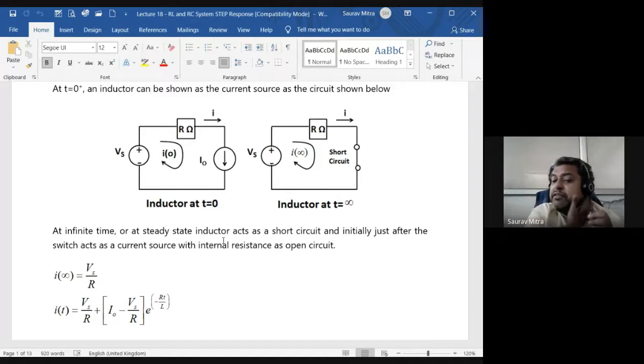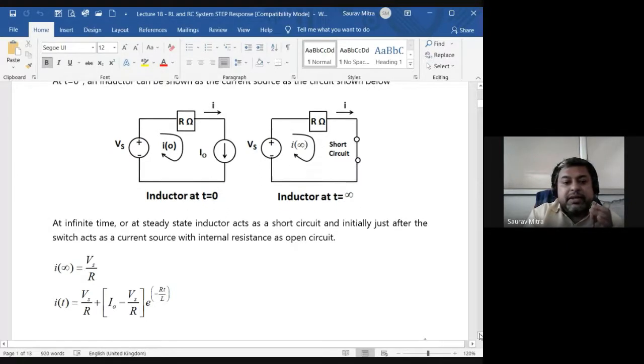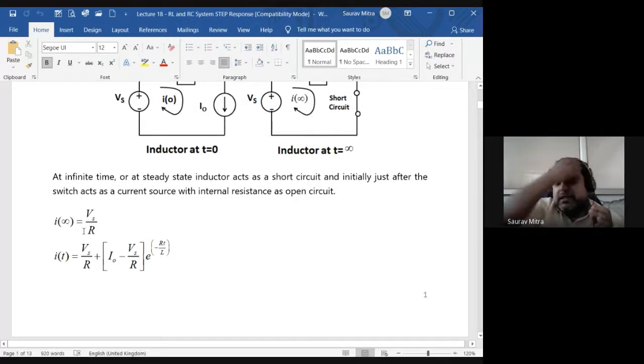What is the final value of current? It is Vs, the resistance is R, and the inductor works as a short circuit, because at t equals infinity the inductor works as a short circuit. So this is Vs divided by R. That is the steady state value, and you can find that I infinity is equal to Vs by R. So the initial current is I0, and the final current is Vs by R.